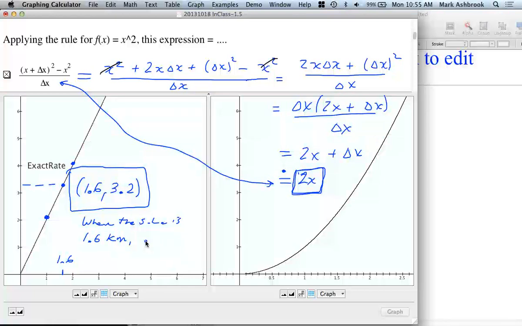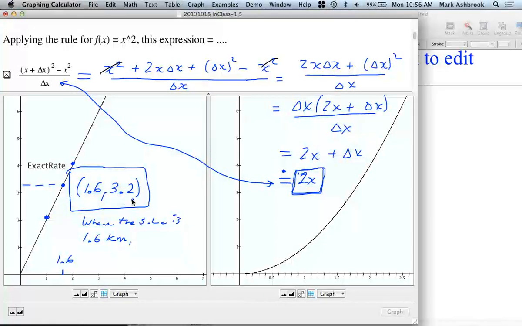Some are nodding, some are shaking. Jonathan, what do you think? What does the 3.2 mean? So we've got 1.6 kilometers side of a square. What is the 3.2? Isn't that the average rate of change? Okay, it's an average rate of change.